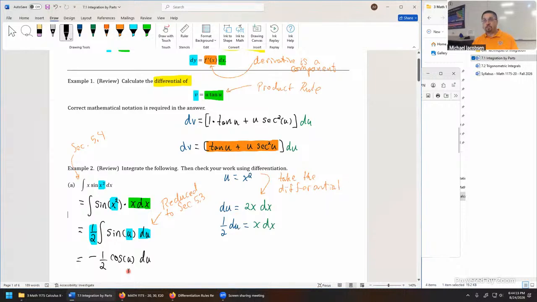That's great progress. But as you know, u substitution is never over at this step. We have to undo our substitution. Let me make that u a little bit easier to read. So we rewrite this u we see here as x squared, and our job is done. So the answer is -1/2 cosine x squared.